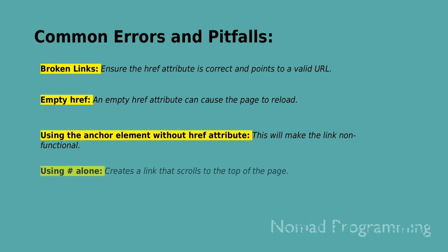Using hash alone. The anchor link with href and the hash alone will typically scroll the page back to the top, which can be confusing if no additional context or behavior is provided. If the intention is to link a specific section, use a fragment identifier that matches an ID attribute within the page to ensure the link points to the correct location.